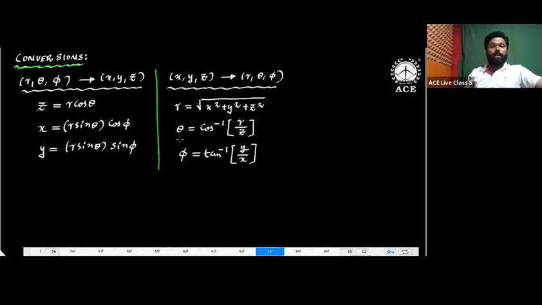So this is all about the spherical coordinate system, beta. Clear? For further visualization, you can take the help of Google Images or YouTube animation videos.